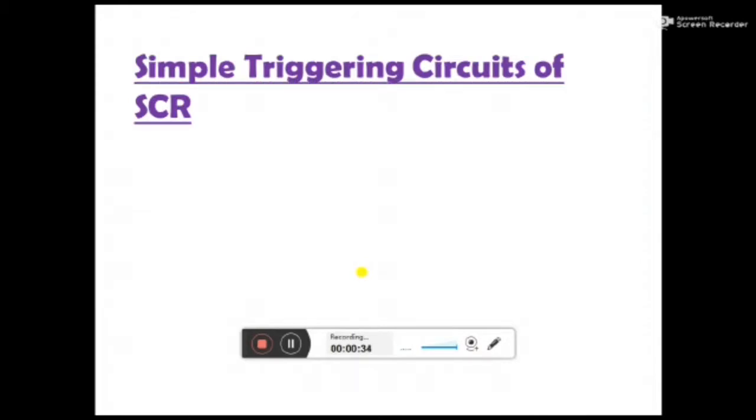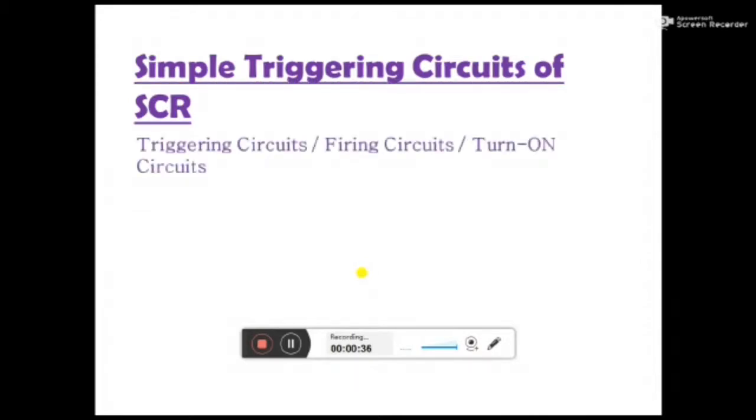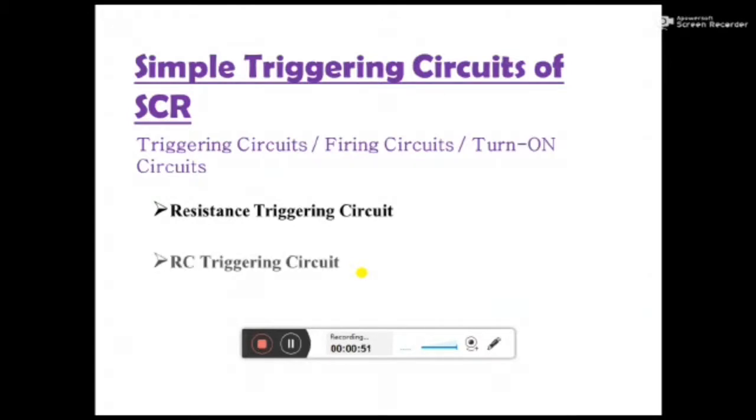So these are called triggering circuits of SCR. Also they are called firing circuits or turn on circuits. These are the circuits used for turning an SCR on. The circuits used here are the resistance triggering circuit and the RC triggering circuit. In this lecture we are going to study the resistance triggering circuit.